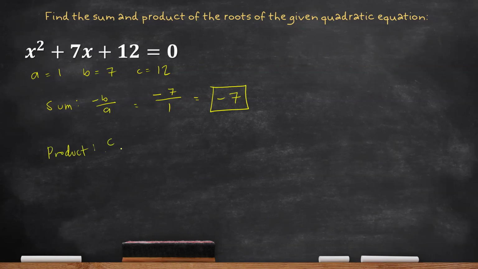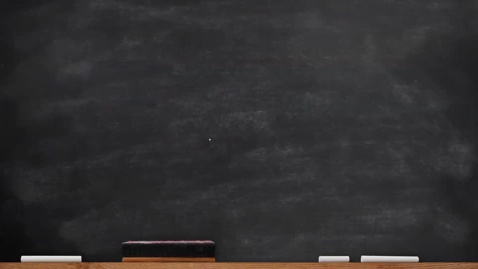And then next one, for the product is simply C over A. So the value of C is 12 over A, which is 1. So 12 over 1, simplify. The product is 12. Ganun lang. Ganun lang siya kinukuha. Okay?